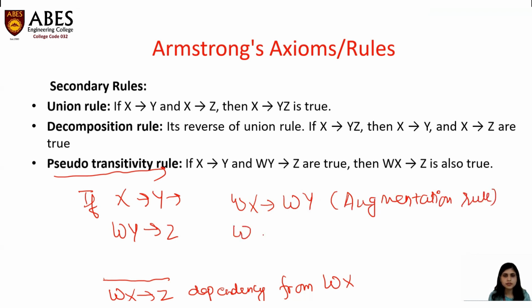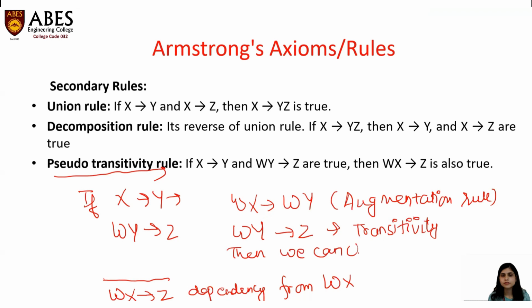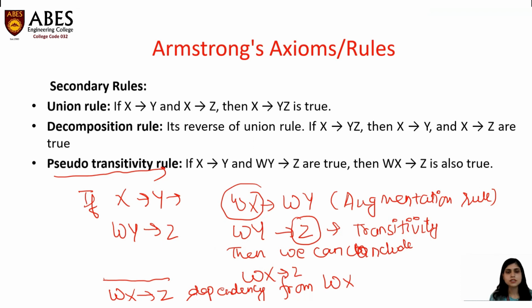Now, here it is given that from WY we can determine Z. So from WX we can determine WY, and from WY we can determine Z. So it clearly becomes the case of transitivity. Here we can apply transitivity and we can conclude that from WX we can determine Z. So this is what pseudo transitivity is all about.